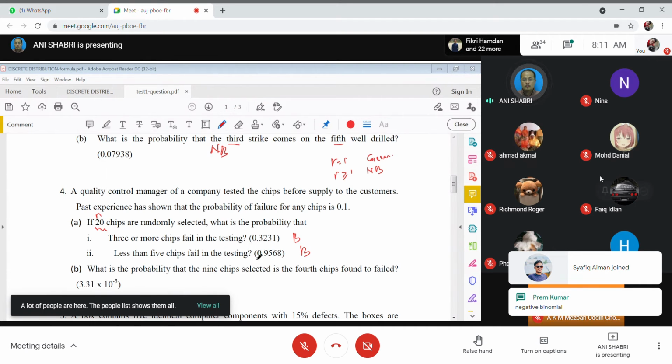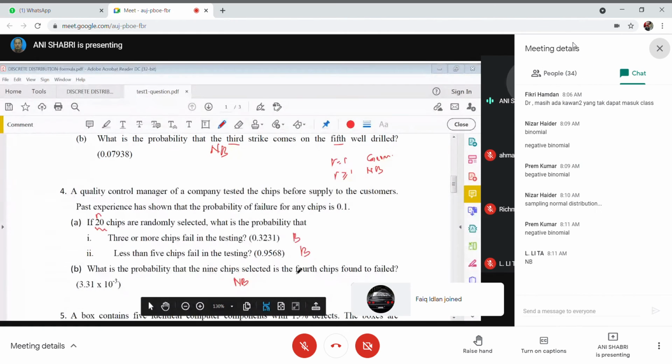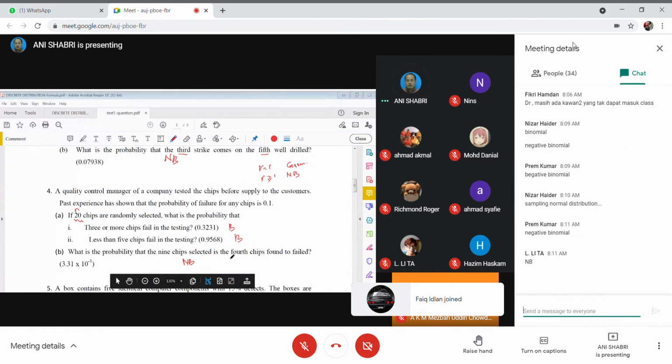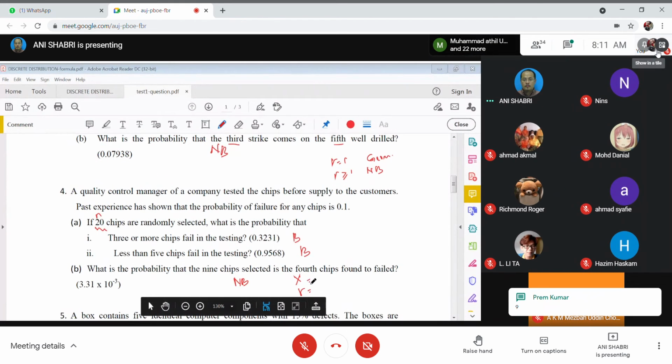Okay, negative binomial. For number B, what is the value x? What is the value R? Okay, x is 9, R is equal to 4.